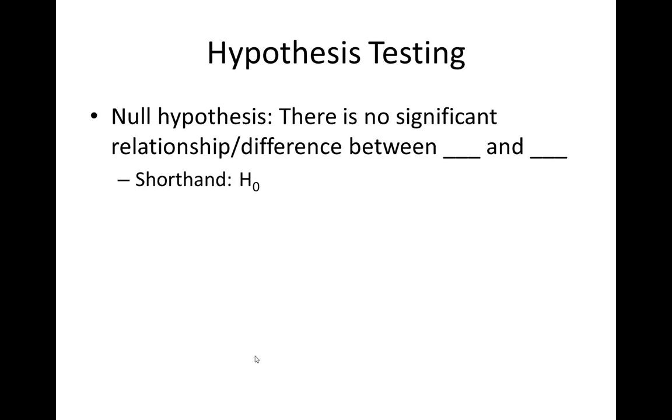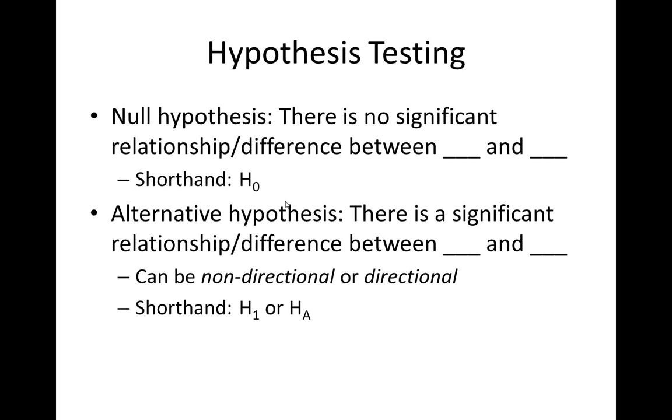And what you always start out with is what's called the null hypothesis. The shorthand for this is H sub 0, 0 being null. And there's, of course, an alternative to this, which is literally called the alternative hypothesis. And what an alternative hypothesis says is that there is a significant relationship or a significant difference between groups or between variables. And there's two types of alternative hypotheses. They can be either non-directional or directional.